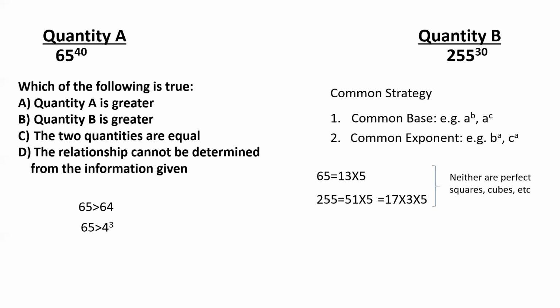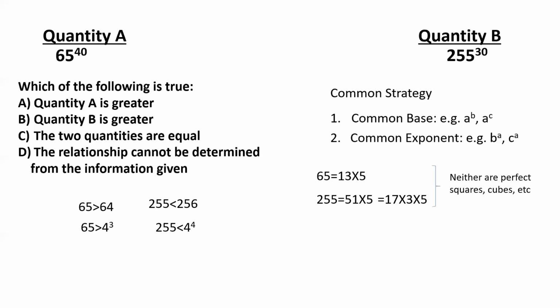So we have 65 greater than 4 cubed. Similarly, when you think about what numbers are around 255, the number that's very convenient from the standpoint of being a perfect square is 256. So 255 is less than 256, and 256 is basically 4 to the power 4. So here, by just looking around the numbers 65 and 255, we have suddenly found a common base, right? It's still an inequality, not an equality, but at least now we have a common base 4.